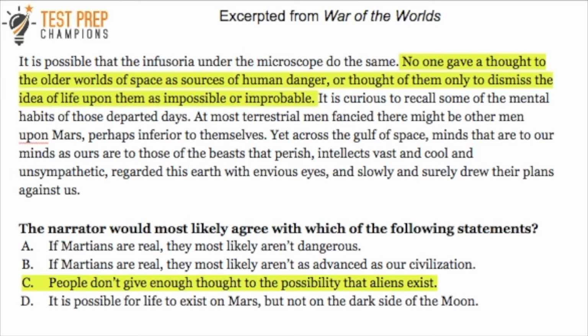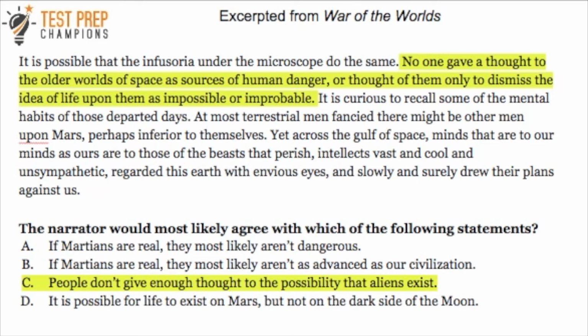So the correct answer here is C. People don't give enough thought to the possibility that aliens exist. The thing about D here is that The Dark Side of the Moon is a really good album by Pink Floyd, but the actual dark side of the moon is not brought up here in this passage at all. So usually if an answer choice is adding information that wasn't brought up in the passage at all, it's probably going to be wrong. So D is wrong here.